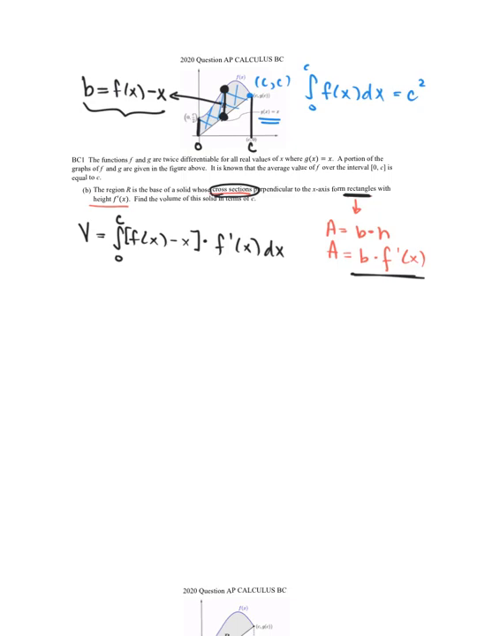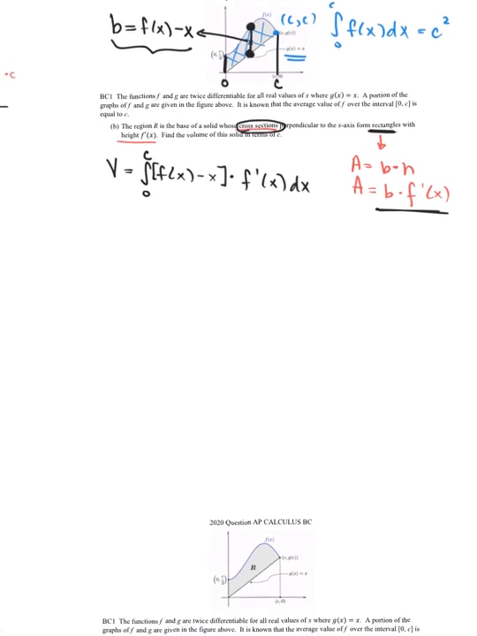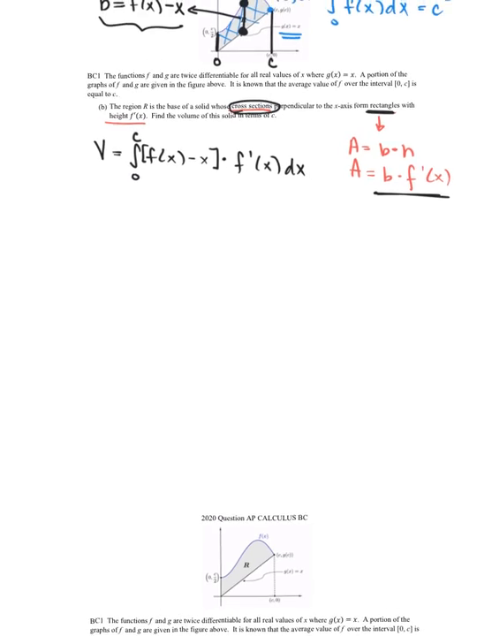So just like I did on the past problem, I'm going to go ahead and distribute this out and then solve them independently. So then my volume is going to be from 0 to c, and then I'm going to distribute this guy in. So f of x times f prime of x dx, and then minus the integral from 0 to c of x times f prime of x dx.